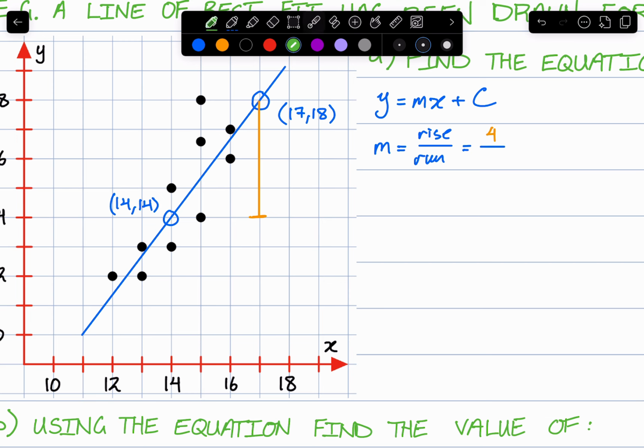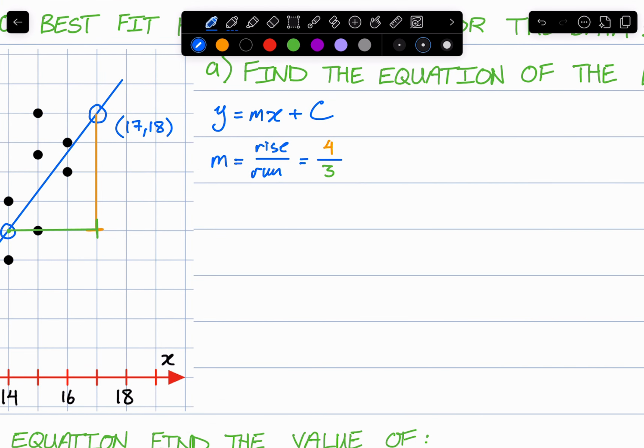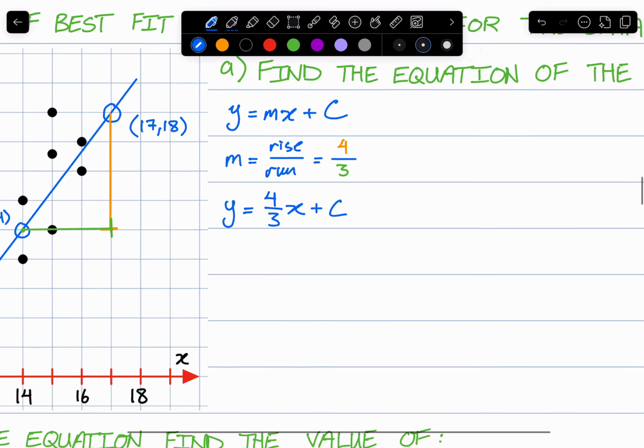And the run we do in a similar way, from 14 across to 17. So we're going across this way. Let's do this in green. From this point to this point, how many units across has it gone? From 14 across to 17, that is 3 units across. So our gradient here is 4 on 3. So I'm going to substitute this into here. Currently we have y equals 4 on 3 x plus c.